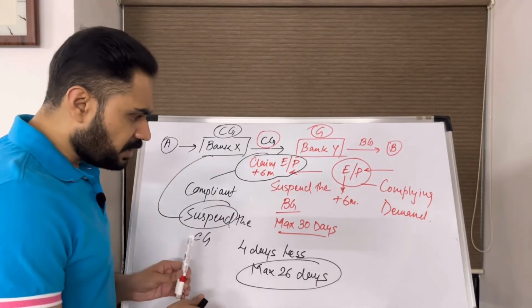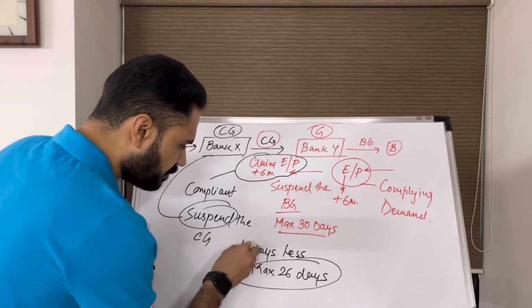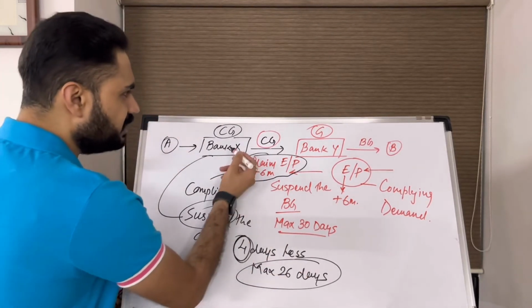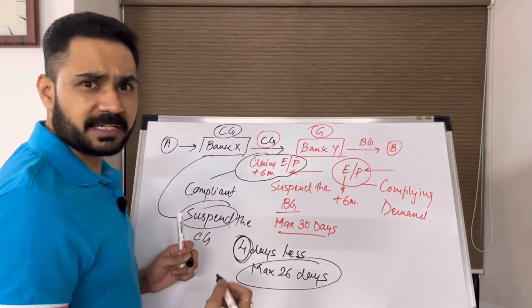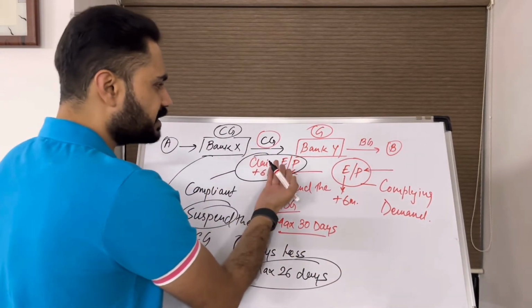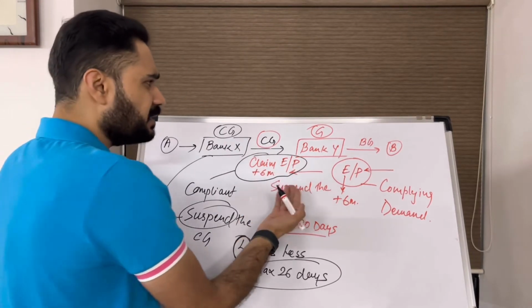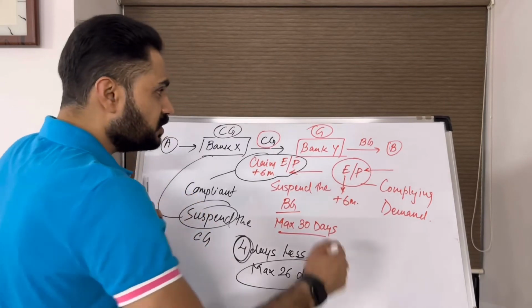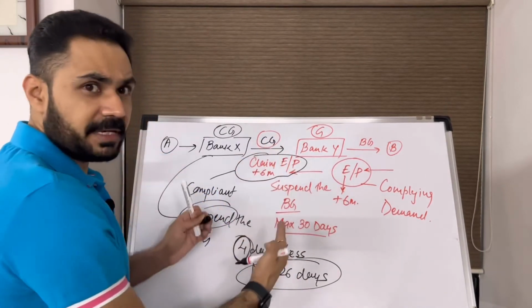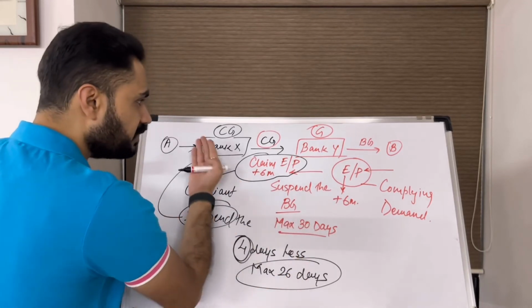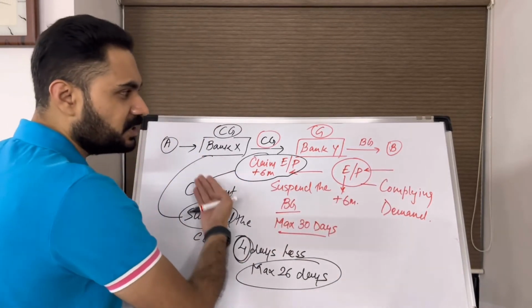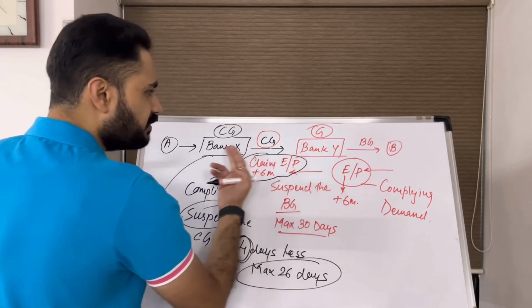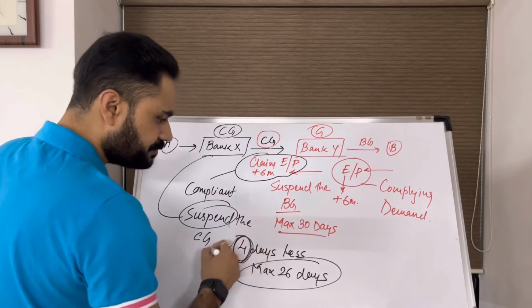Now what is the logic behind this 4 days buffer period? This 4-day period is given in case these two are not on the same page. It is quite possible that bank X wants to extend it, but at the end bank Y decides that no, I want to pay. So these two also have to be on the same page in order to have a smooth execution of this transaction. So in case these two are at different pages, these 4 days are given.